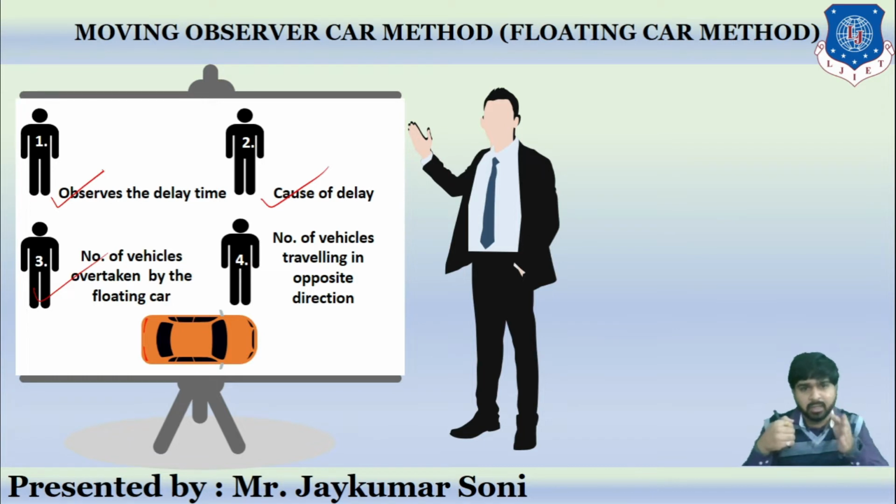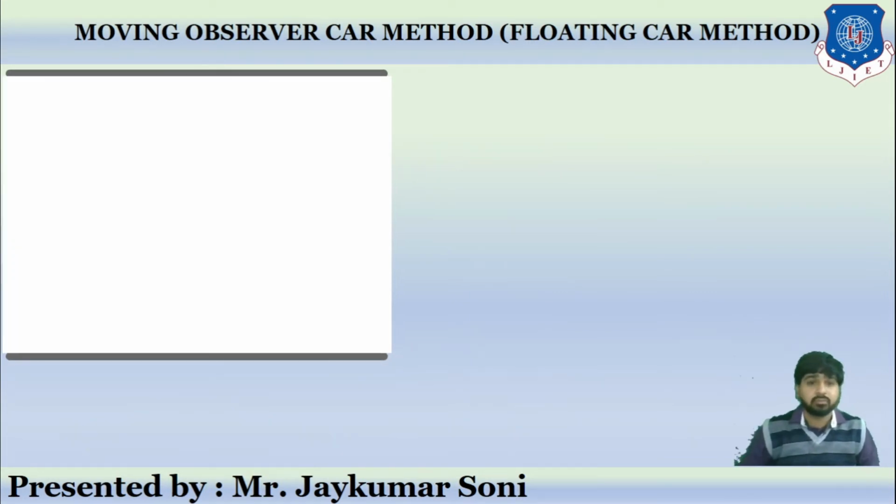The first observer will calculate the delay time. The second observer will write down the cause of delay. The third observer will count the number of vehicles which we overtake while traveling, and the fourth observer will count the vehicles that are traveling in the opposite direction. So these are the tasks of these 4 observers.